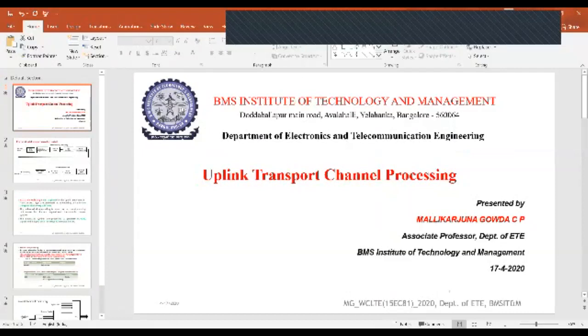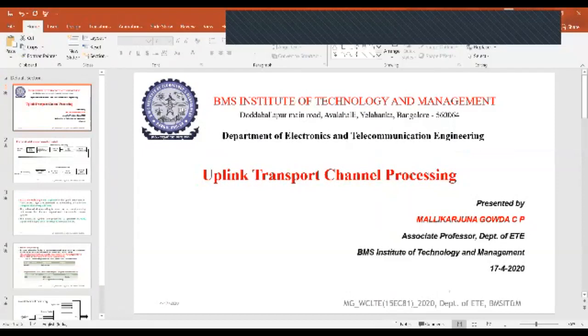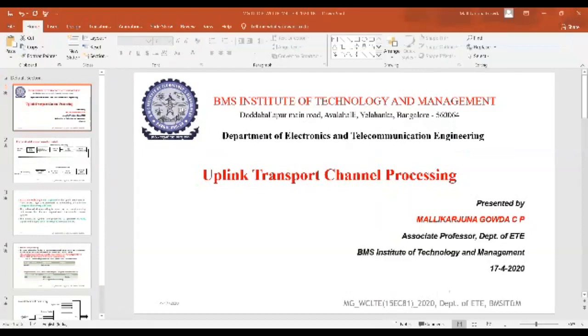Okay, so we'll discuss uplink transport channel processing. The steps involved in uplink transport channel processing are the same as the steps involved in downlink transport channel processing. That is, we broadly classify this transport channel processing operation into two things. One is channel coding processing and another one is modulation processing, right? So here also, the uplink transport channel processing is the same.